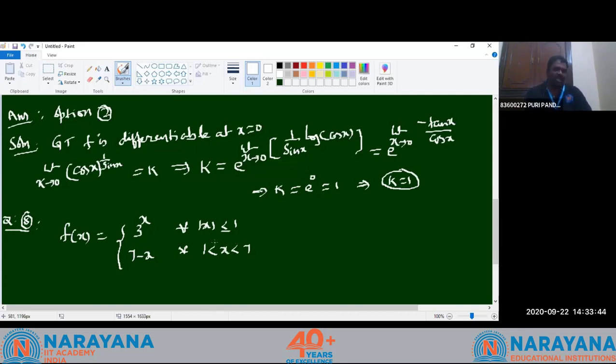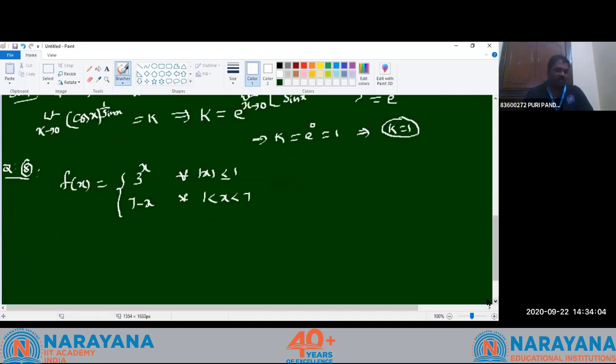Then f is, and here also 4 options are there. First option: continuous for all 1 less than or equal to x less than or equal to 7, but not differentiable at x equal to 1. Second option: continuous for minus 1 less than or equal to x less than 7, and differentiable at x equal to 1. The third option: neither continuous in minus 1 comma 7 nor differentiable at x equal to 1. And the fourth option: continuous and differentiable at x equal to 1. Okay, the answer is option 3.